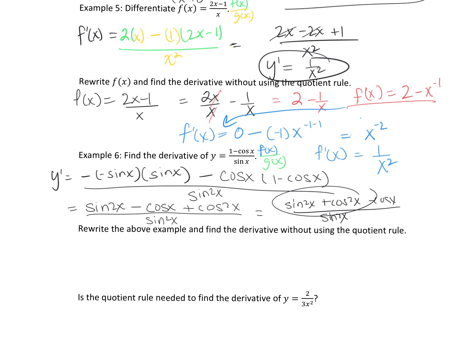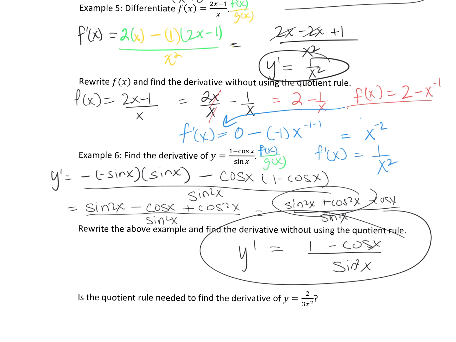So I'll just go down here. So we have equals 1 minus cosine x over sine squared x, and we're going to leave it at that. We don't have to worry about trying to move it around. So this is our derivative. All right, that's all I'm going to do on this one. I'm not worried about answering that question. So there you go.